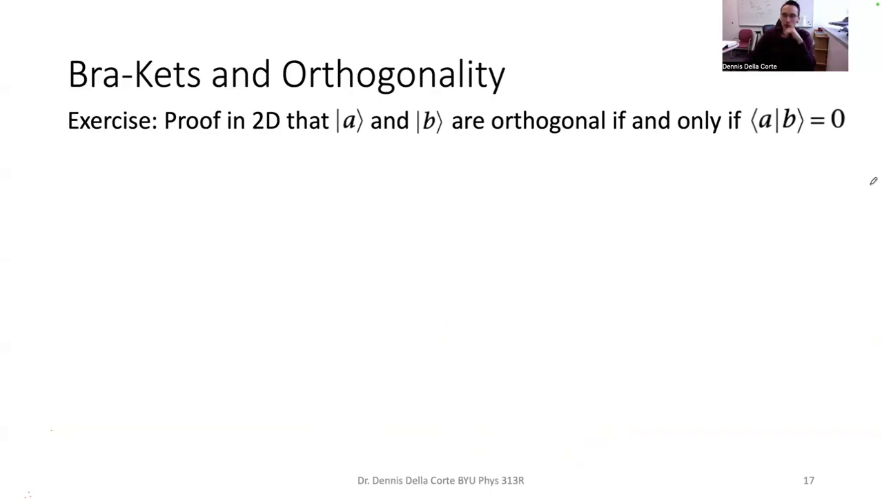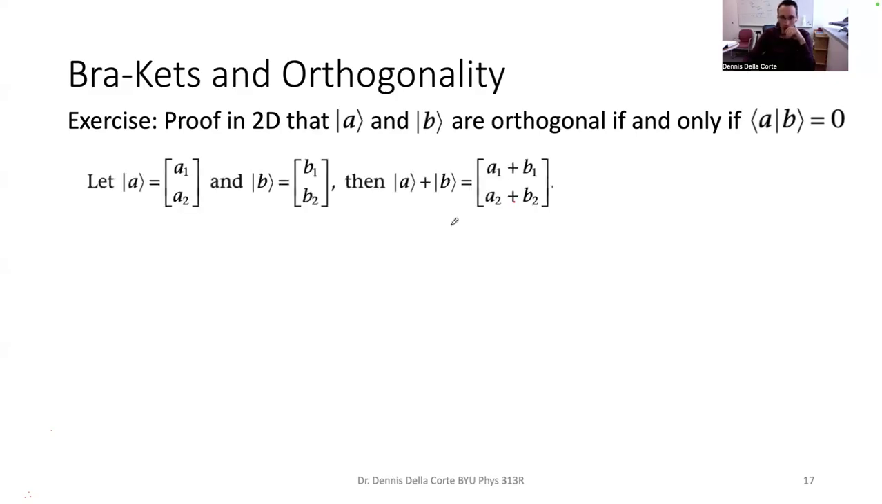There's an exercise for you to repeat in your study journal. We're supposed to prove that if you have two vectors A and B, they are only orthogonal if the bracket product between A and B is equal to 0. How would you go about that?